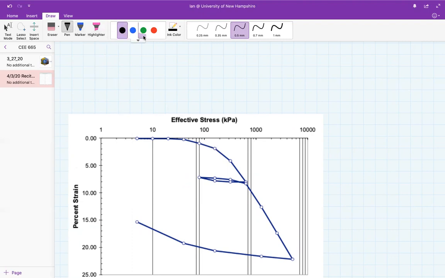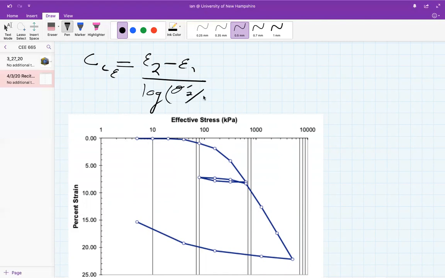Make sure I get my pen here. That C sub C strain, which is our compression index, equals, so we're essentially just interpolating from a line. And I'll show you here in a second what line we're going to interpolate from. Over. And since we're pulling this from a semi-log graph, we have to include the log for the x-axis. All right. So moving on.